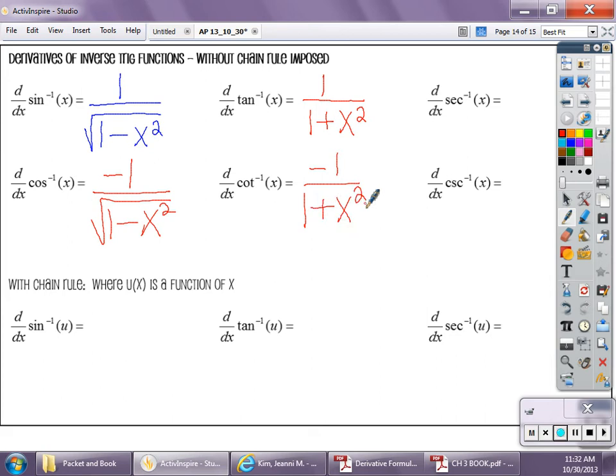Secant. Secant's a pain. Secant's the ugly one. 1 over, yes, you heard me right, absolute value of x, square root of x squared minus 1. And where's the confusion? This one says x squared minus 1. This one says 1 minus x squared. Can you flip them with a minus? No, you can't. So they are different. And then this guy, just put a negative.